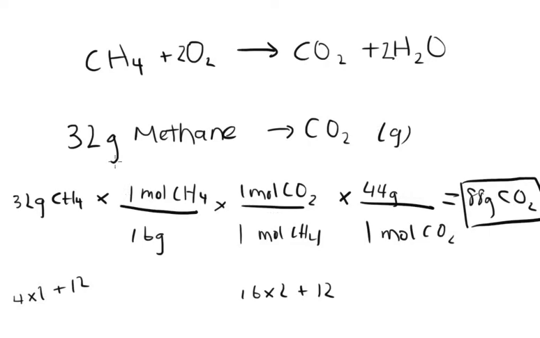So now what this tells us is for every 32 grams of methane that's combusted with excess oxygen, we'll talk about this probably in a later video, but with 32 grams of methane, we get 88 grams of carbon dioxide at the end.